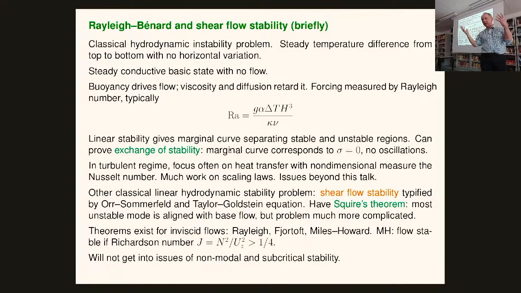So we think about it mathematically as a parameter space with a marginal curve separating stable and unstable regions. When my Rayleigh number is high enough, I go unstable. And it turns out there's some very nice mathematical properties that happen. This instability happens with no oscillation. It's got zero real part to the growth rate. And there are lots of nice mathematical properties.